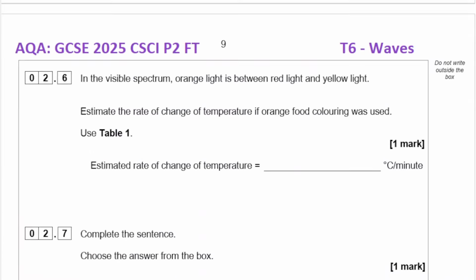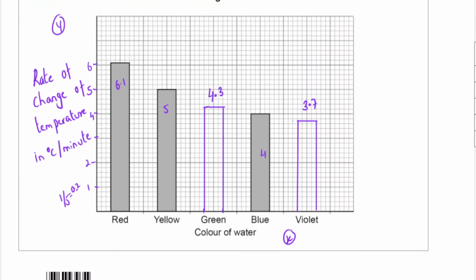And in the visible spectrum, orange light is between red light and yellow light. Estimate the rate of change of temperature if orange food coloring was used. So if orange is between red and yellow, between these two colors, let's say orange is here, right? Now if they're asking you to estimate, so if I draw a line, right, straight from the tip, let me get rid of that.